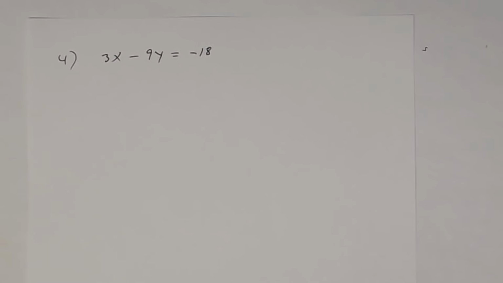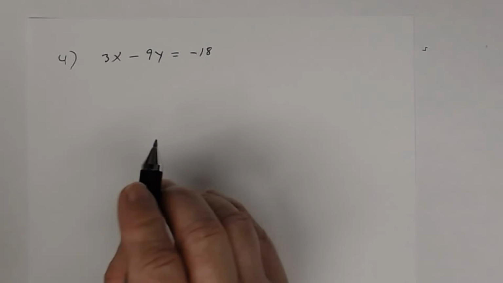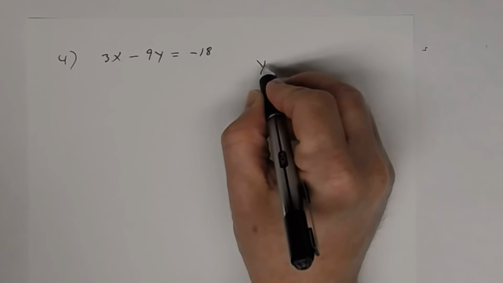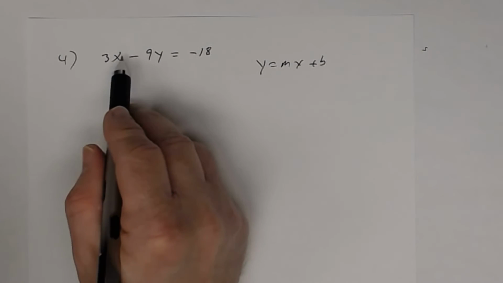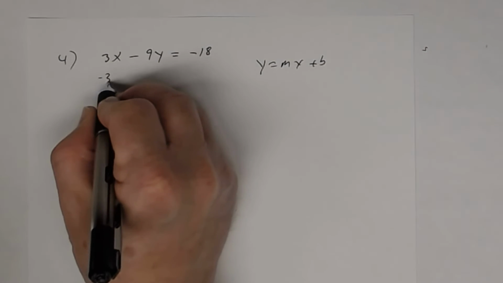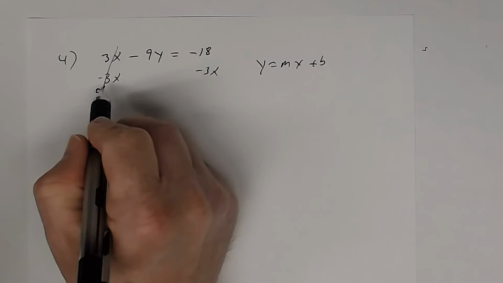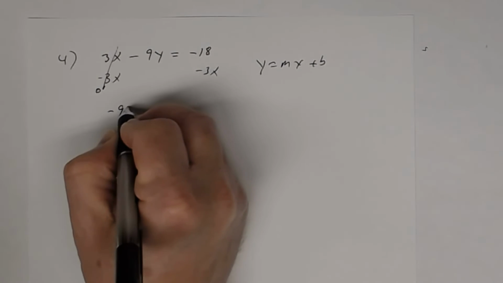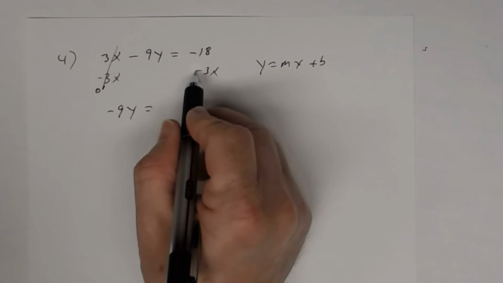All right, so in number 4, we have 3x minus 9y equal negative 18. So I want to graph this line using slope and y-intercept. So I need to rewrite this in slope-intercept form. Okay, so I get y by itself. So the first thing I'm going to do is get rid of this x term right here. Okay, so notice that's a positive 3x, so I'm going to subtract 3x from both sides. All right, so 3x minus 3x is 0. Those are opposites. So 0 minus 9y is a negative 9y. So be careful, that's negative 9y. Equal, and then this becomes negative 3x minus 18.